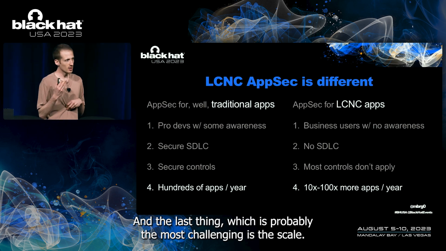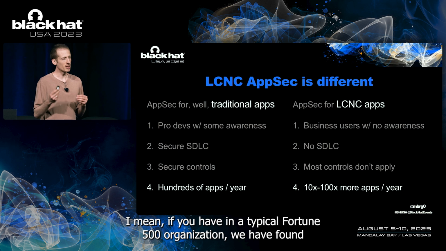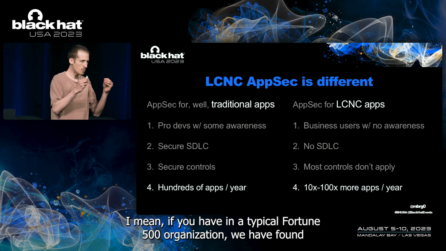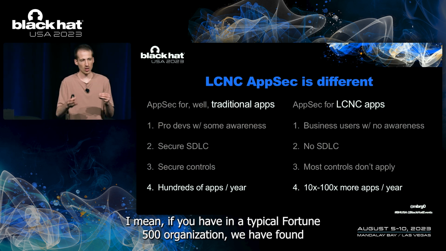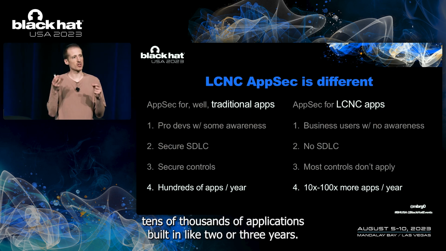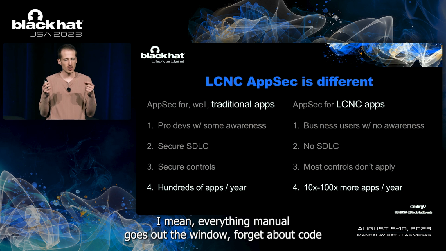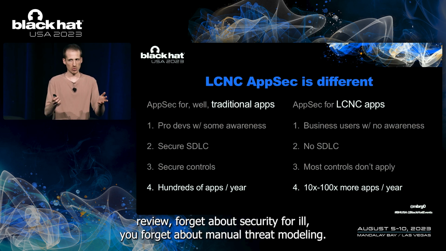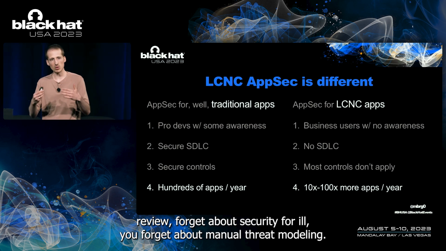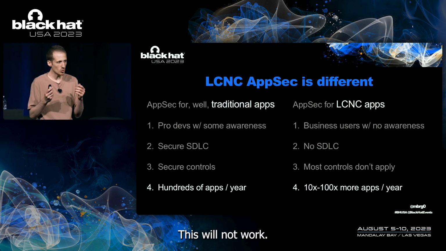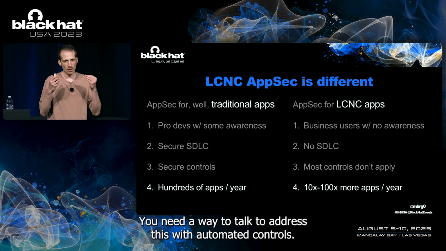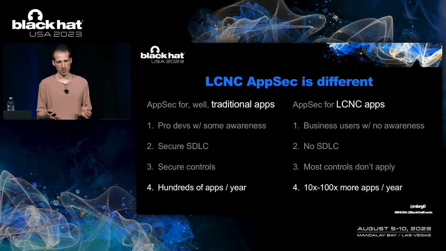And the last thing, which is probably the most challenging, is the scale. In a typical Fortune 500 organization, we have found tens of thousands of applications built in 2 or 3 years. Everything manual goes out the window. Forget about code review, forget about security review, forget about manual threat modeling. This will not work. You need a way to address this with automated controls.